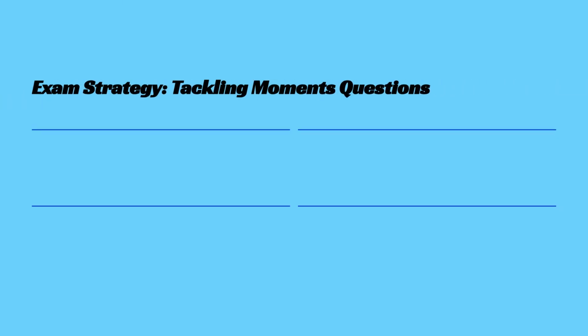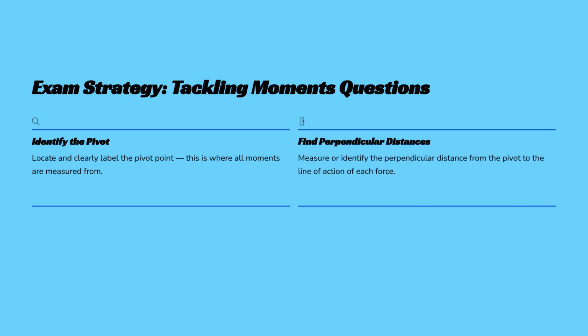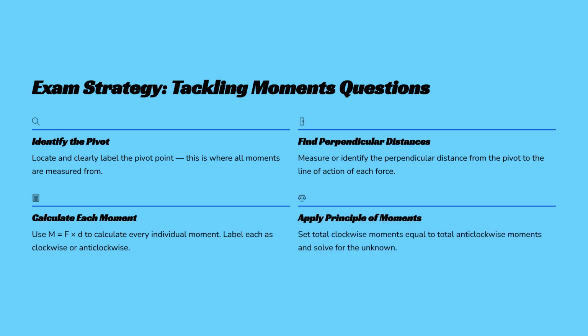Follow this strategy for exam questions. First, identify the pivot. Second, find all perpendicular distances. Third, calculate each moment individually. And finally, apply the principle of moments to find your missing value.